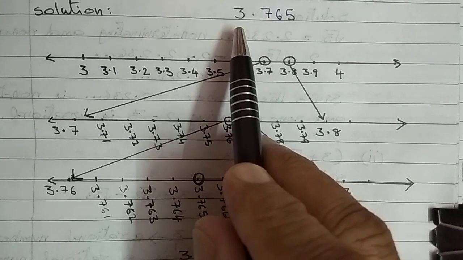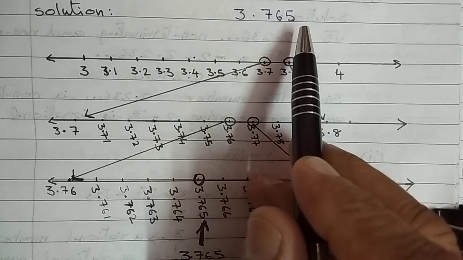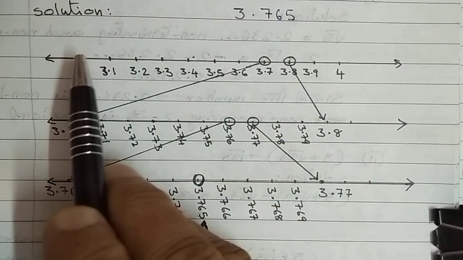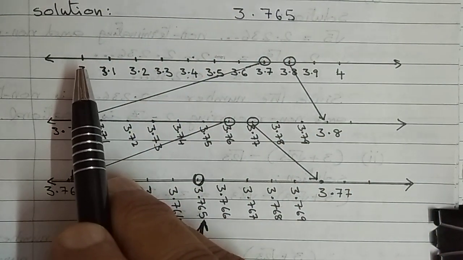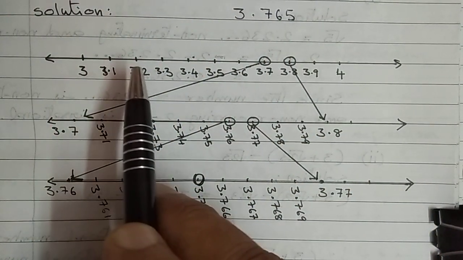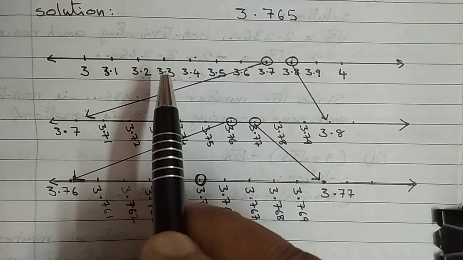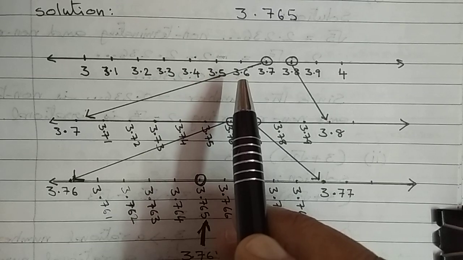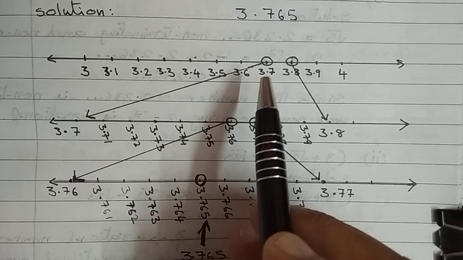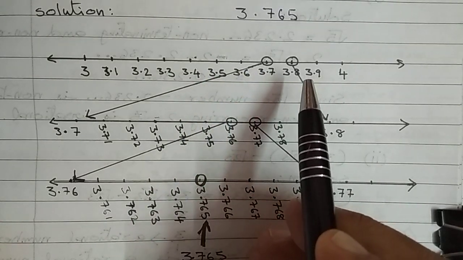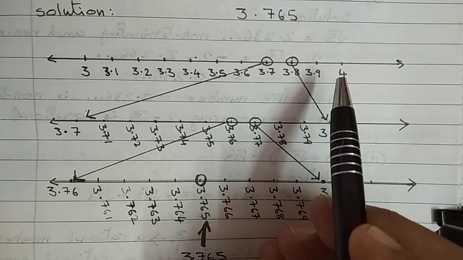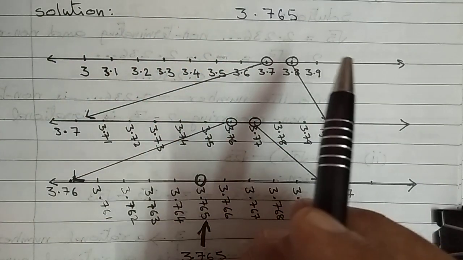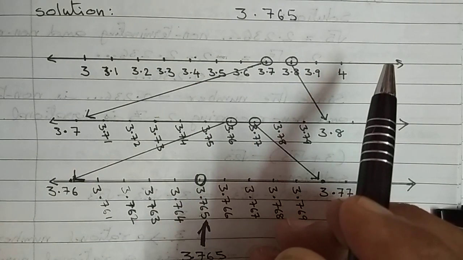First of all, 3.765 is in between 3 and 4. First we will write 3 here, then 3.1, 3.2, 3.3, 3.4, 3.5, 3.6, 3.7, 3.8, 3.9 and then 4. 3.765 is between 3 and 4. That is the first approximation.